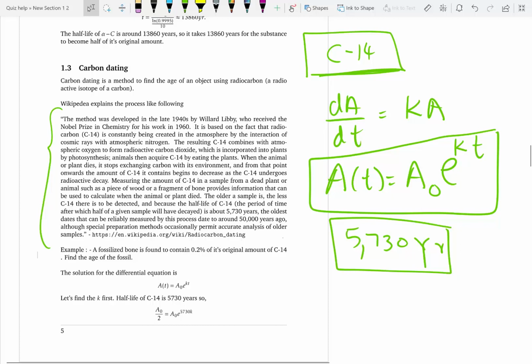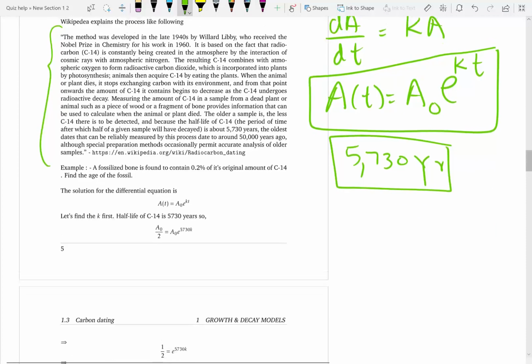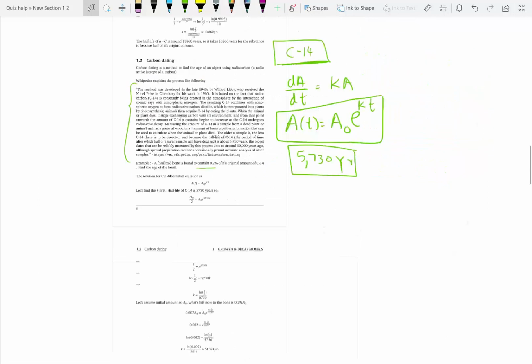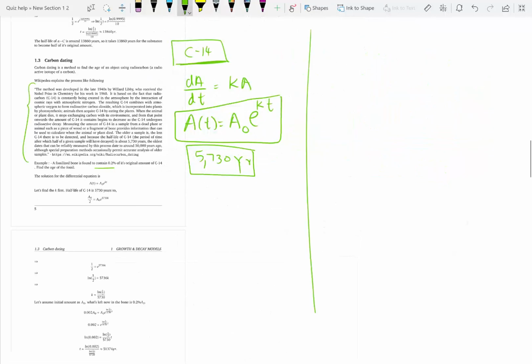Now, let's go ahead and do a problem to understand the process. A fossilized bone is found to contain 0.2% of its initial amount of carbon 14. Find the age of the fossil. See how little data is given. We don't know the initial amount, and all we need to find is the age. But the one advantage is we know the half-life.